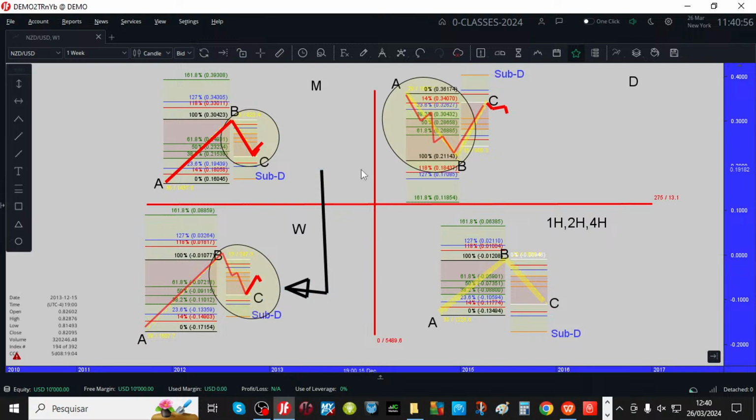If the monthly is going to go up, what do you think is going to happen on the weekly? Can you see the alignment, everybody? Buy on the 4 hour, not that fast. Not that fast.